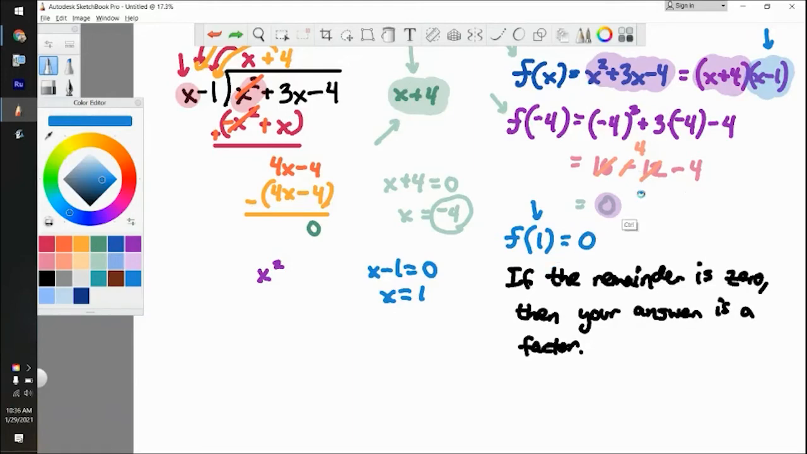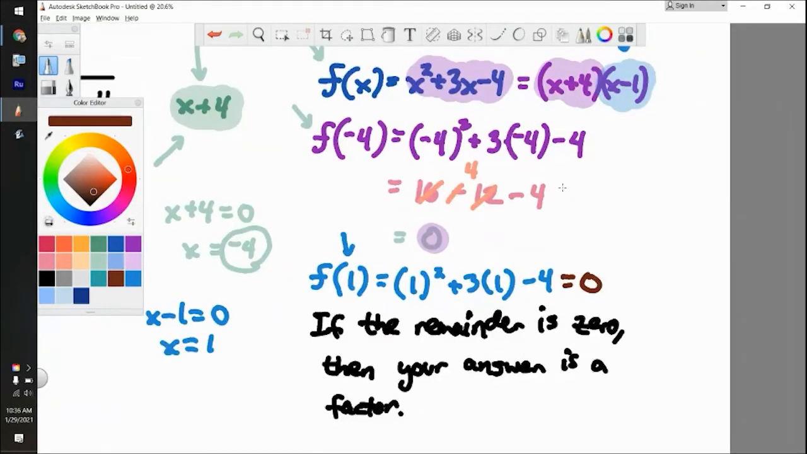Okay, but let's say you didn't believe me. You just want to test it out. You can do 1 squared plus 3 times 1 minus 4. Okay, well that's going to be 1 plus 3 is 4 minus 4 is 0. So it actually is 0.